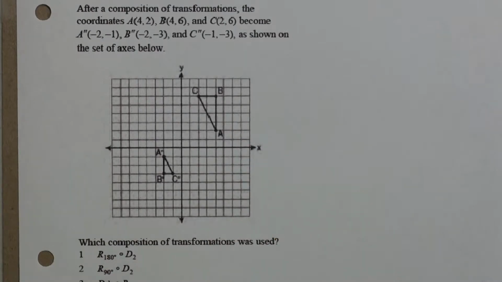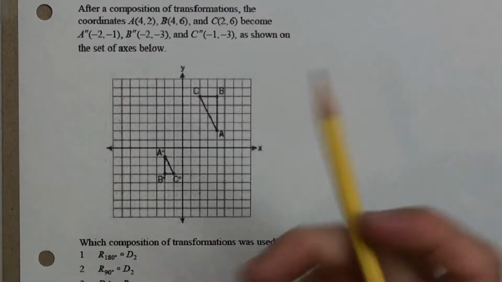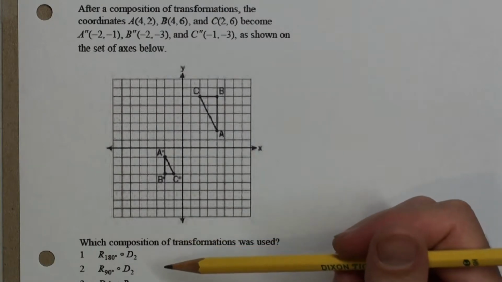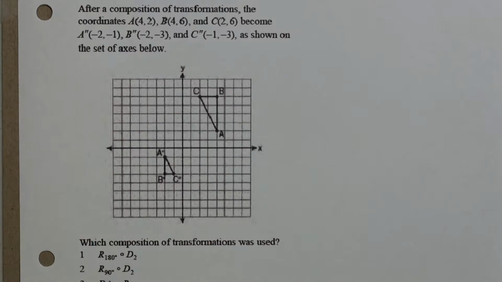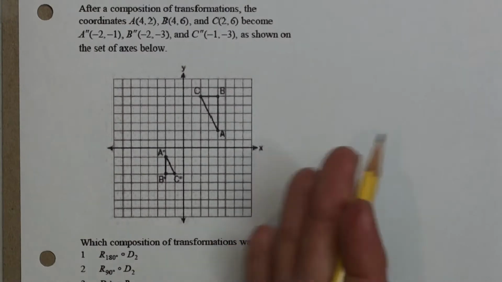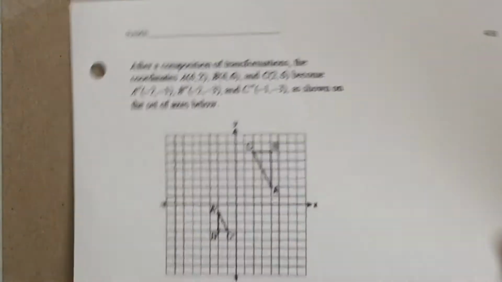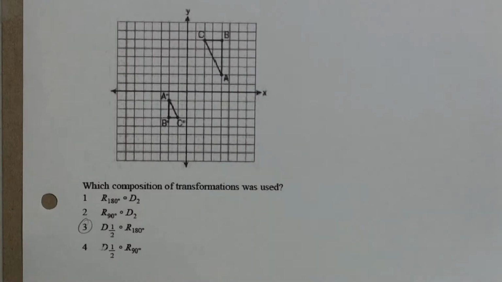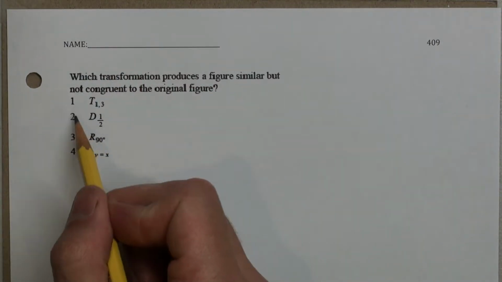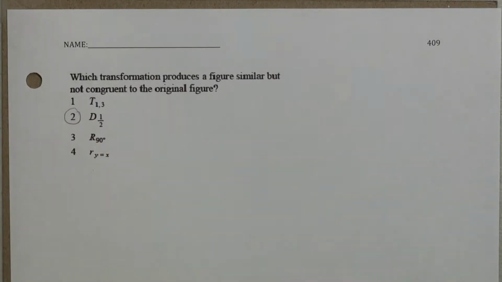Okay, so this thing was, let's see, it went from bigger to smaller, so it's got to be either 3 or 4, and it rotated 90 degrees would only take it like that. All right, so it had to rotate 180 degrees. So it has to be choice 3. It has to dilate by a half, rotate by 180, and then dilate by a half. Choice 3. Dilations always produce figures that are similar but not congruent.